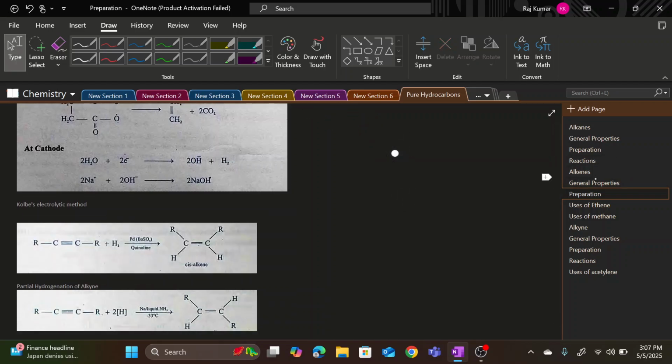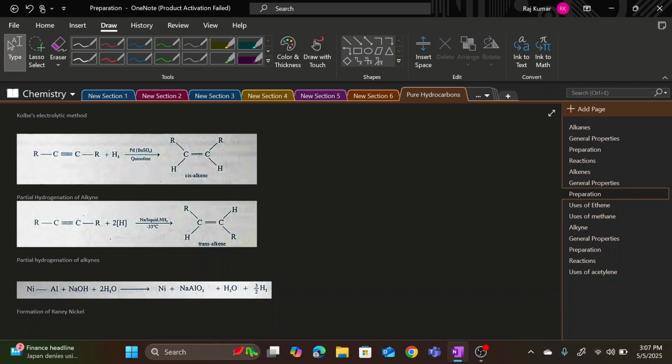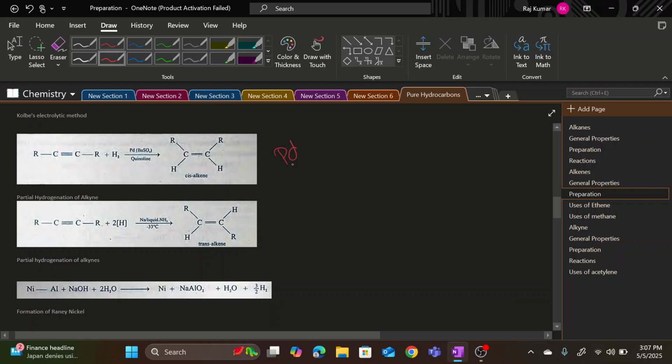For example, if you use palladium over barium sulfate, then at that point we are going to get a cis alkene. That can be poisoned by quinoline, which is Lindlar's reagent, Lindlar's catalyst.